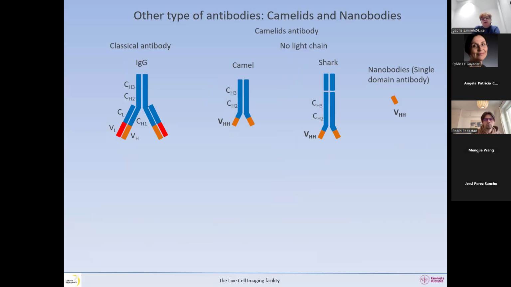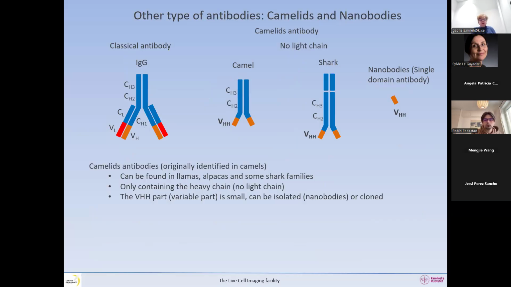Another type of antibodies are camelids or nanobodies. These camelid antibodies were originally identified in camels, which is where the name comes from. But they can also be found in alpacas, llamas, and some shark families. They only contain, as you can see, the heavy chain, so they don't have any light chain. This variable part of the antibody is very small, can be isolated, and this is why they are called nanobodies, and they can be cloned.